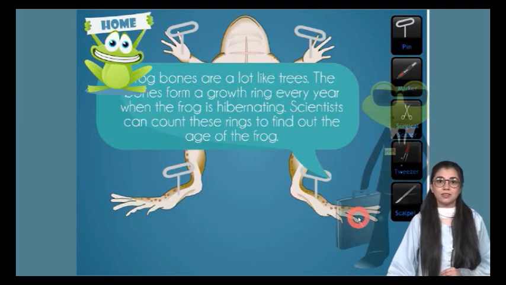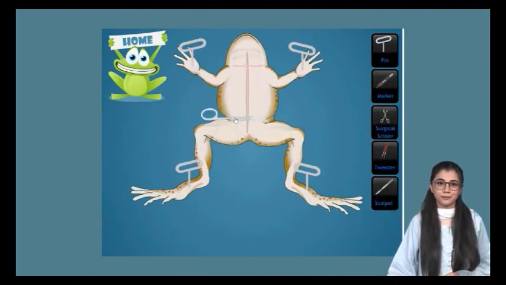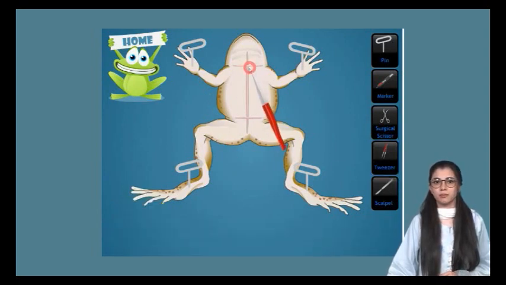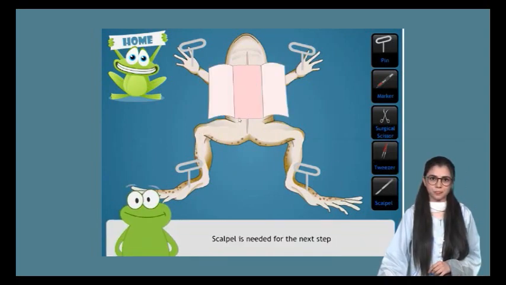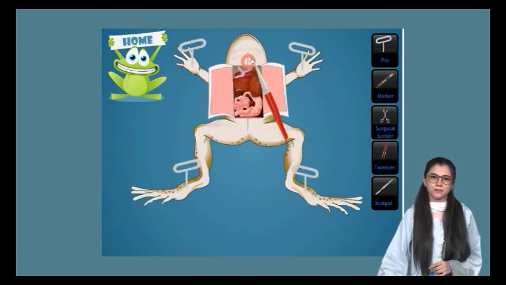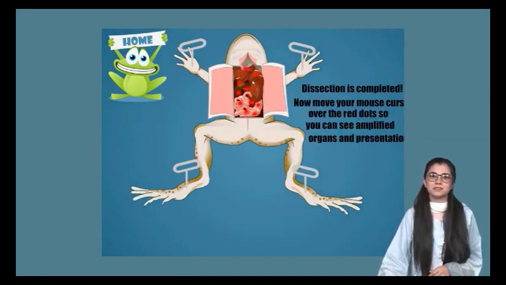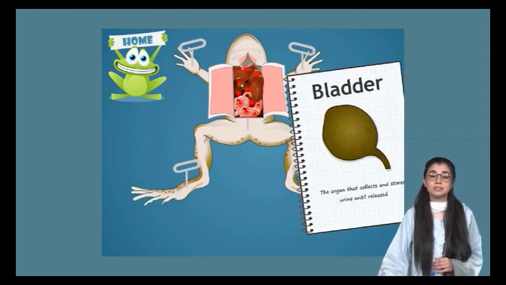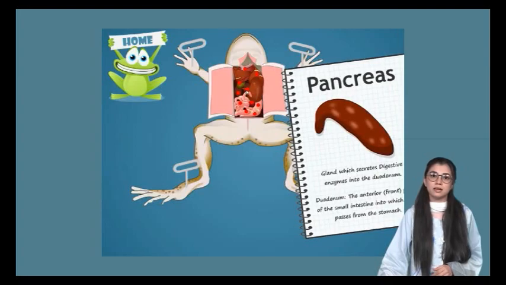Oh good, now select the tweezer. Scalpel is needed for the next step. Frogs absorb water through the skin so they don't have to drink. Select the tweezers again. Dissection is completed. Now move your cursor over the red dots so you can see the amplified organs and see the presentation.